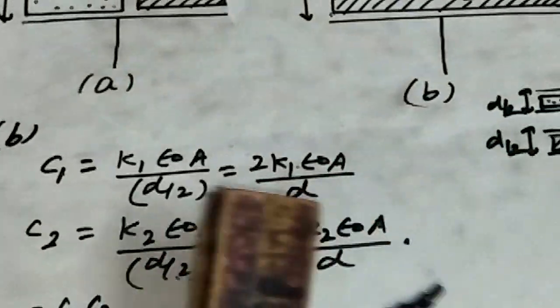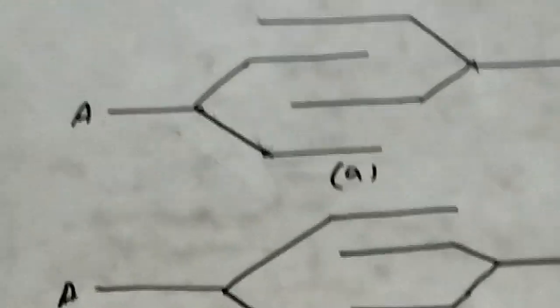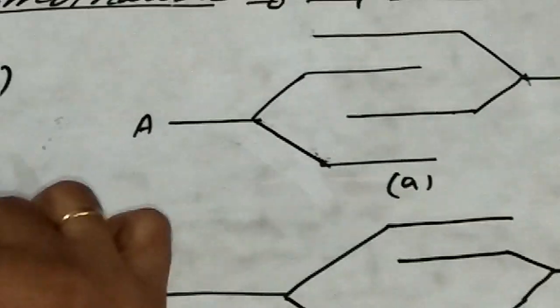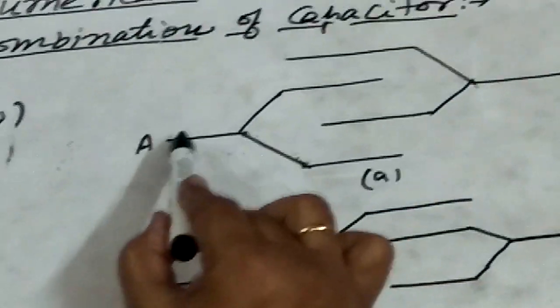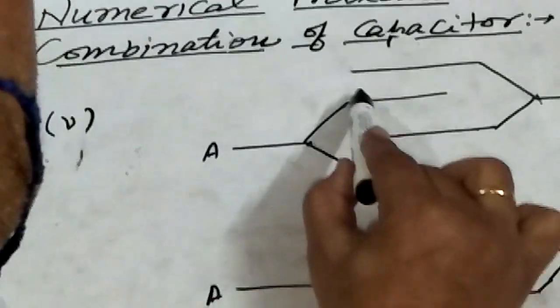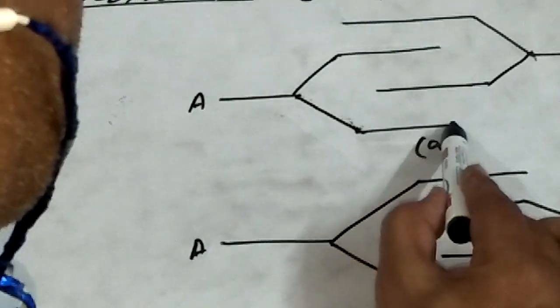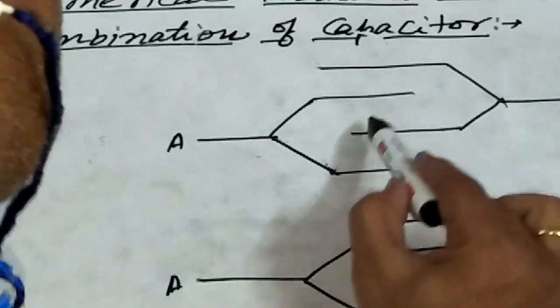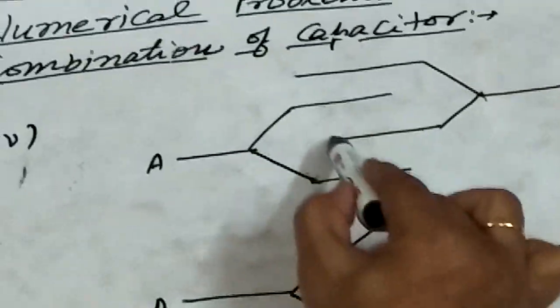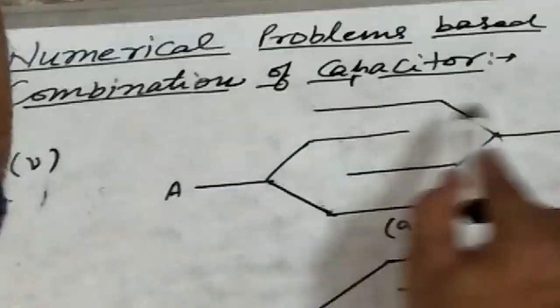One more case. Now one more case, case fifth, and what this case is: if any arrangement of the capacitor, or any arrangement of the plates, is given like this. Suppose this one is A and these are the plates of A, and this arrangement is B and their plates are given like this. Suppose the distance between them is D and the plate area is A.